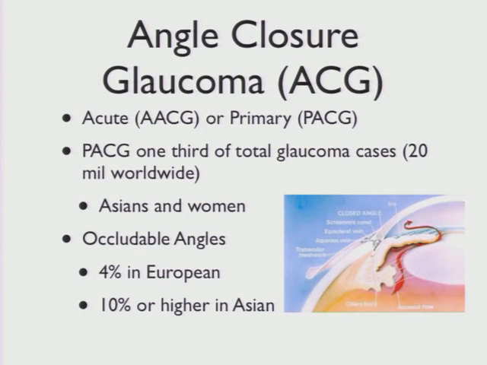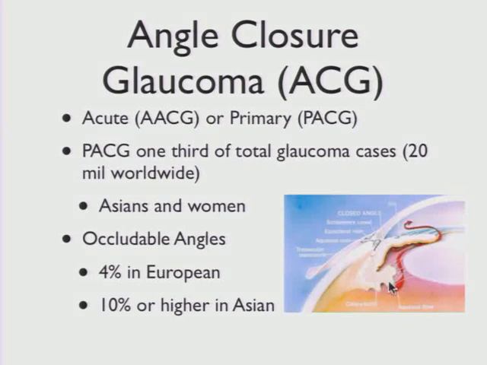Angle closure glaucoma represents 1/3 of the total glaucoma cases. So there are about 20 million people worldwide with angle closure glaucoma. Of those people with angle closure glaucoma, the majority of them are in East Asia. And of the folks with angle closure glaucoma, a slightly greater percentage are women. The problem here is something called an occludable angle. This is found in approximately 4% of people of European descent, and about 10% in individuals of East Asian descent. And here's a cartoon that I hope helps illustrate what an occludable angle is.